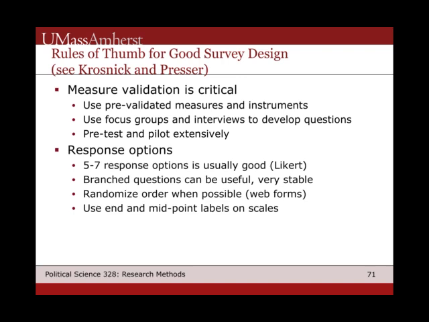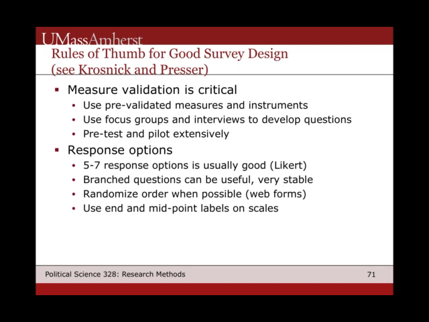Another thing you have to think about is your response options. Usually having 5 to 7 point scales will tend to increase the stability and reliability of your question. Branch questions can also be quite useful. You want to think about randomizing the response order when possible, because you don't want people just choosing the first response.